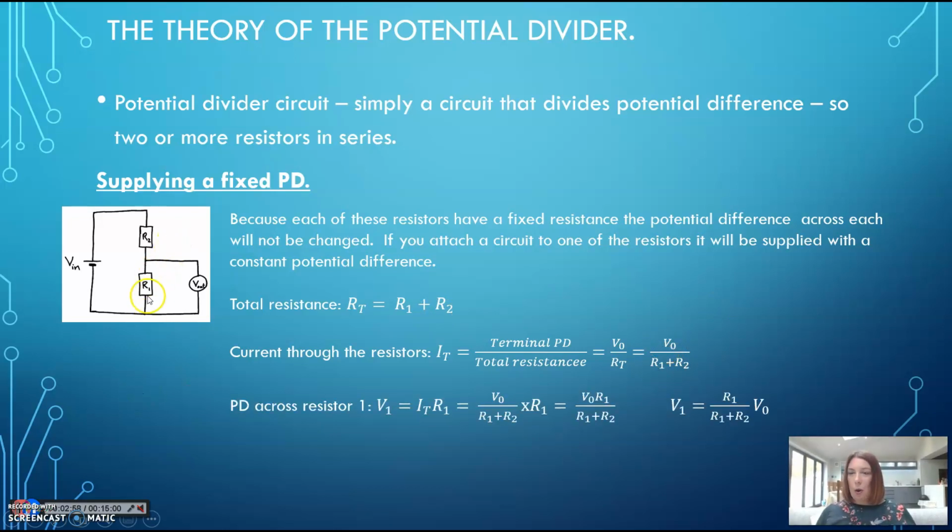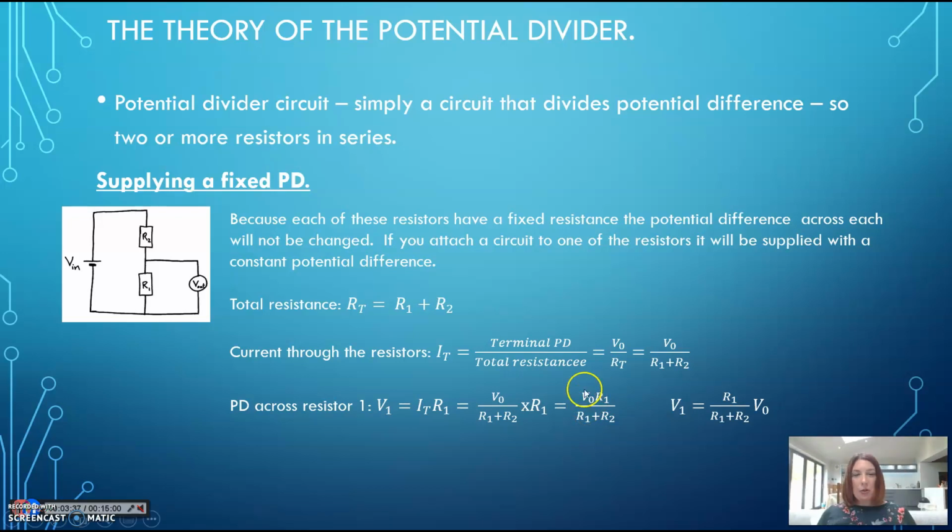Let's look at resistor 1. So we're going to work out the potential difference across resistor 1. So we're going to use V equals IR. So the potential difference across resistor 1, V1, is equal to the total current, because the current is the same all the way around the circuit, times the resistance of R1. So we know that the total current is equal to this term here. So we're going to sub this in to here, and we get that times R1, which is here. Just making it look a bit neater, it looks like this.